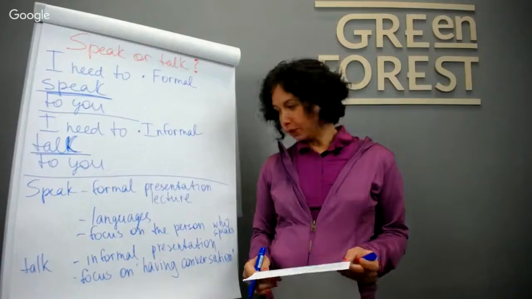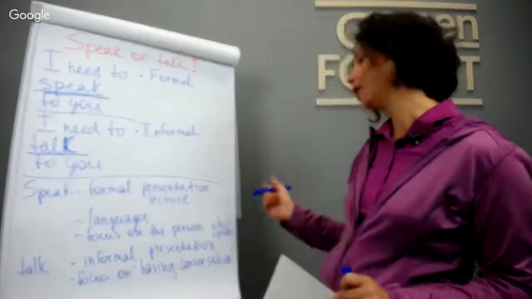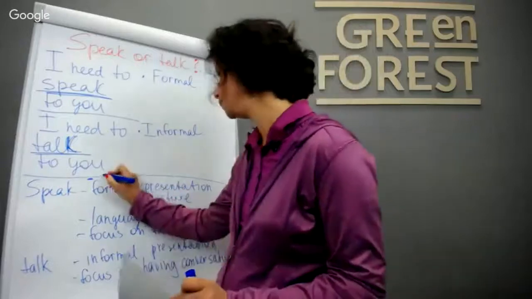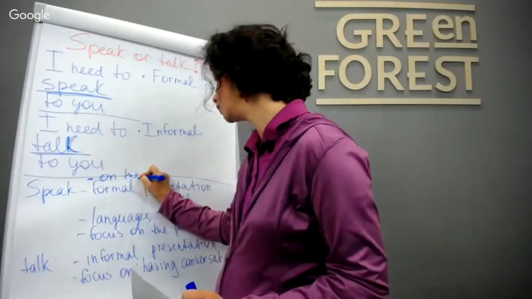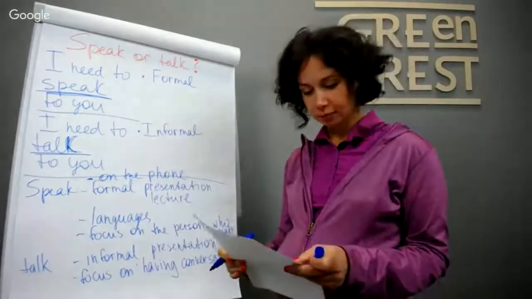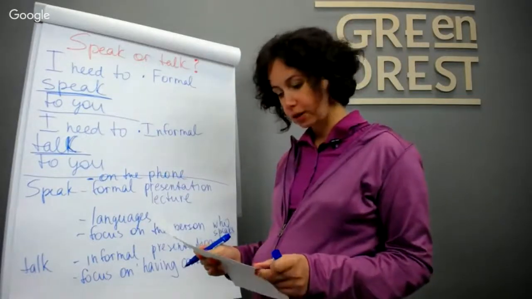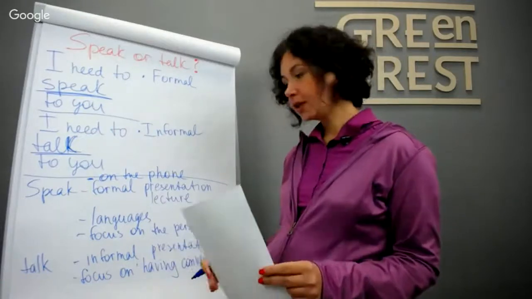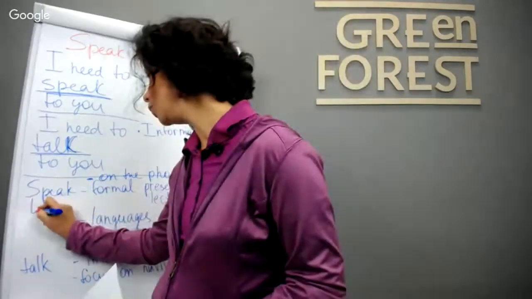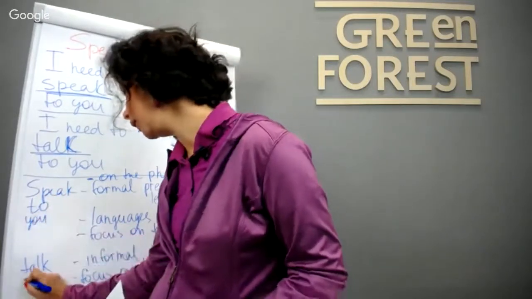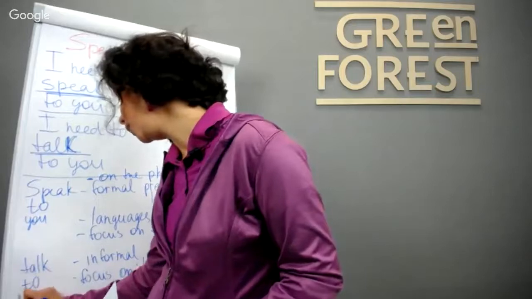Also, I want you to know that we have to use speak when we talk on the phone. So on the phone, we say, can I speak to Margarita, for example? That's it, I guess. The last thing that I want you to know is that after speak and talk, we usually say to somebody, to you. Can I speak to you? Can I speak to him?